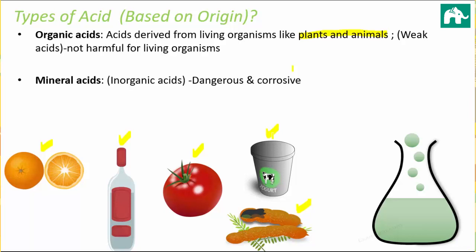On the other hand, we have inorganic acids, which are also known as mineral acids. They are quite strong, dangerous and corrosive as well. Examples of such acids are hydrochloric acid and sulfuric acid. We normally use them in our chemistry laboratories, right, to perform different experiments. But these acids are very harmful for us, and therefore we do not consume them in any form.